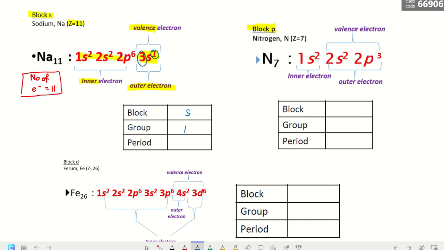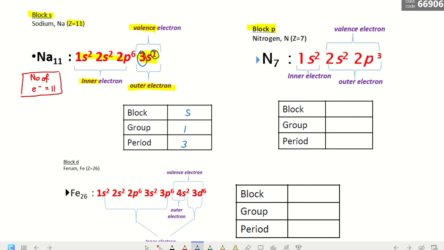Kemudian di period apa? Kita tengok pada dia punya principal quantum number. So it is period 3. Jadi kita boleh locate position dia. Remember, dalam kita punya level kita dah tak bagi periodic table. You sendiri kena tentukan kedudukan dia dalam periodic table berdasarkan apa yang kita belajar.